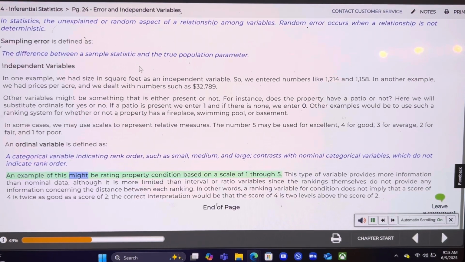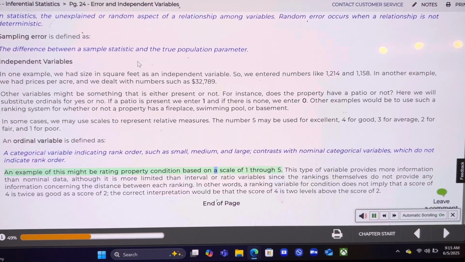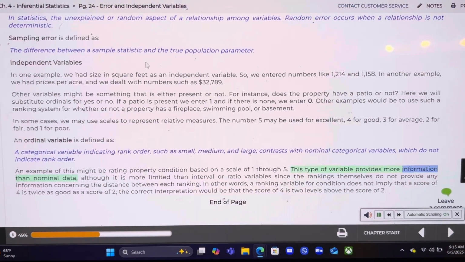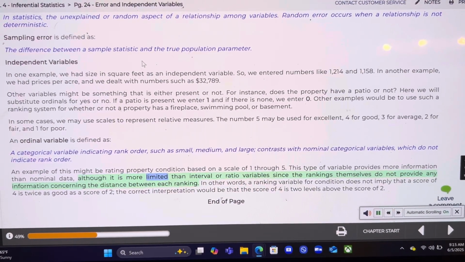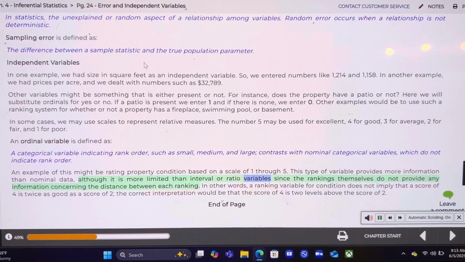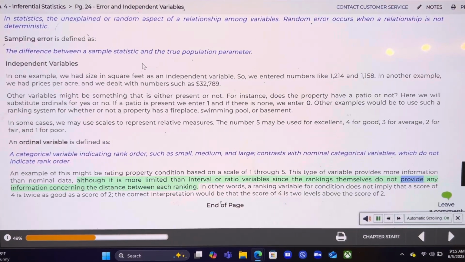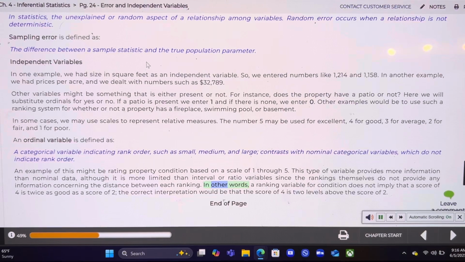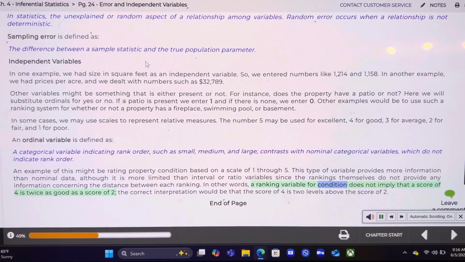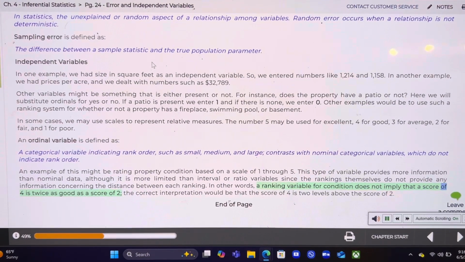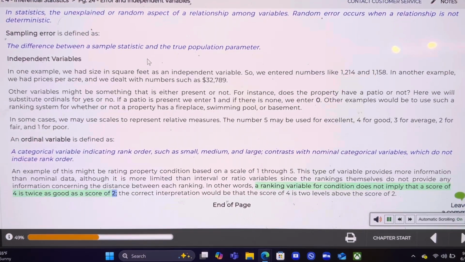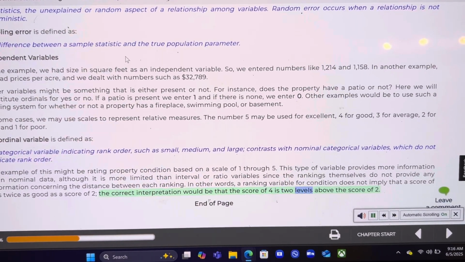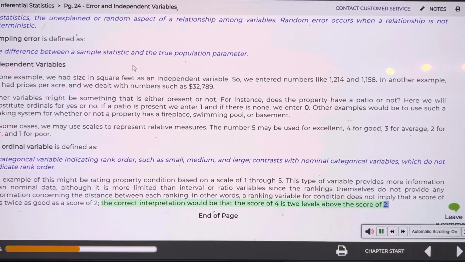An example of this might be rating property condition based on a scale of 1 through 5. This type of variable provides more information than nominal data, although it is more limited than interval or ratio variables since the rankings themselves do not provide any information concerning the distance between each ranking. In other words, a ranking variable for condition does not imply that a score of 4 is twice as good as a score of 2. The correct interpretation would be that the score of 4 is 2 levels above the score of 2. End of page.